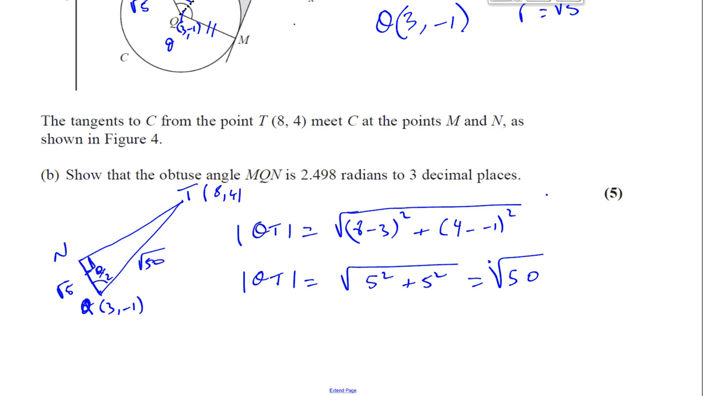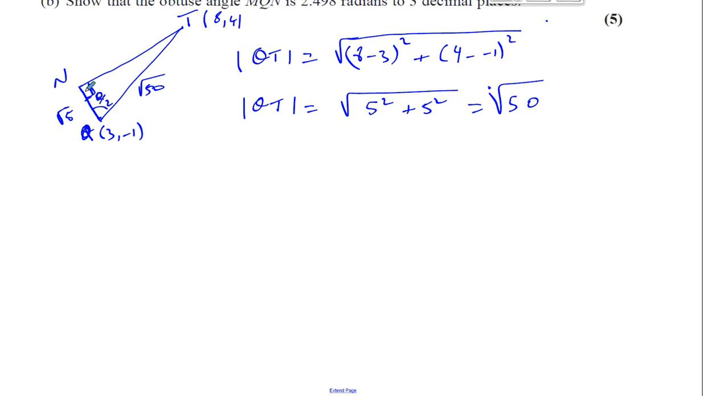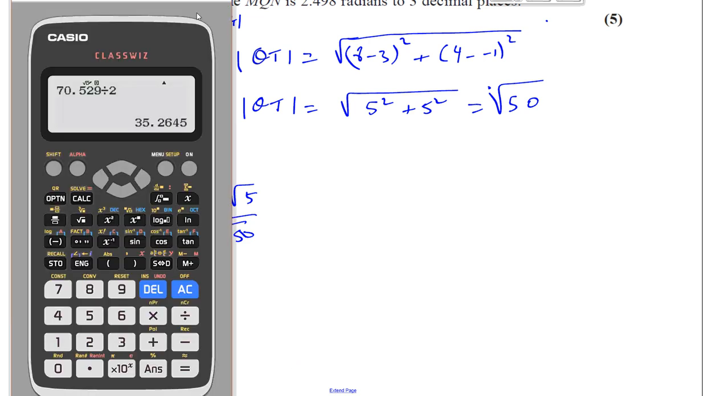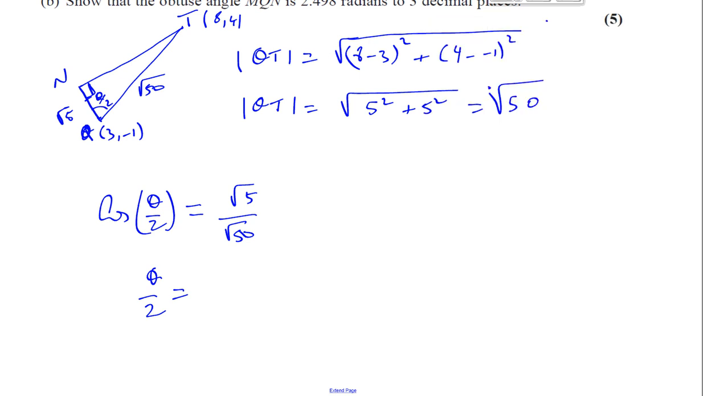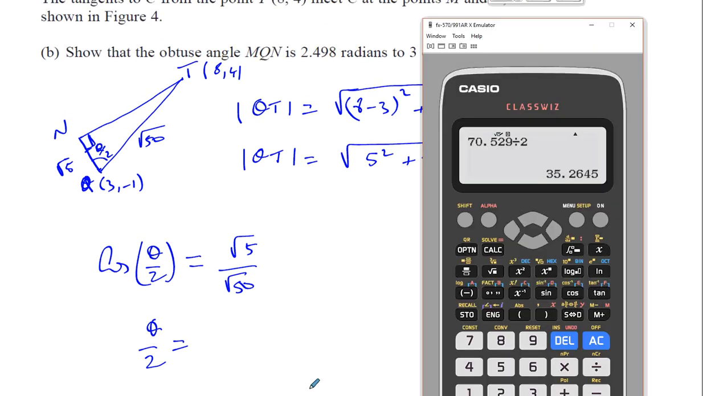Now the angle I need, this is the hypotenuse, this is the adjacent, so the cosine of theta over 2, which is half the angle I need, is equal to the adjacent over the hypotenuse, which is root 5 divided by root 50. I can find half of the angle by using my calculator, making sure it's in radian mode, since we're told to find the answer in radians. At the moment it's in degree mode, so I must set the angle unit to radian. Now it says R, it's in radians. Different calculators are changed in different ways.